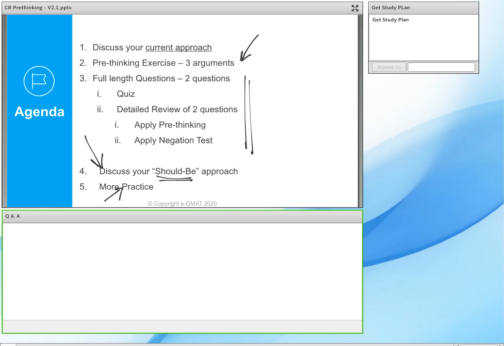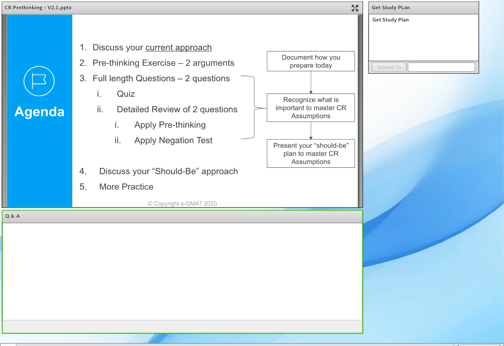Alabia says, is this different from what we have in the e-GMAT self-paced course? No, the method's no different. It's just that I'm teaching it here versus on the self-paced course. Of course, you have that at your own disposal. So it's the same pre-thinking method. It's not a new method. We've been teaching this method for over a decade and refining it.